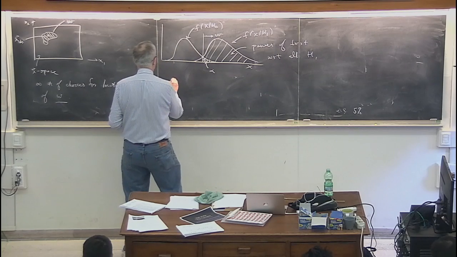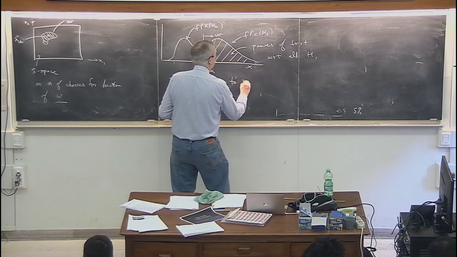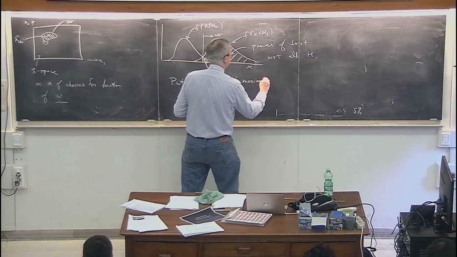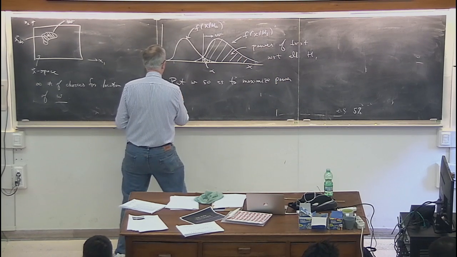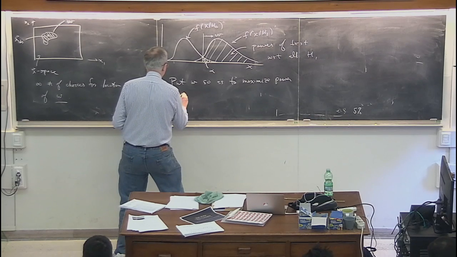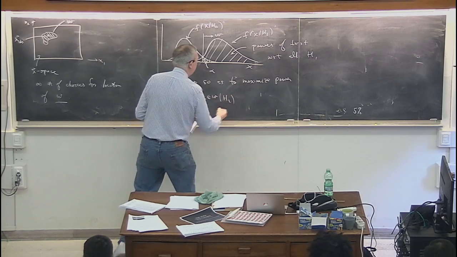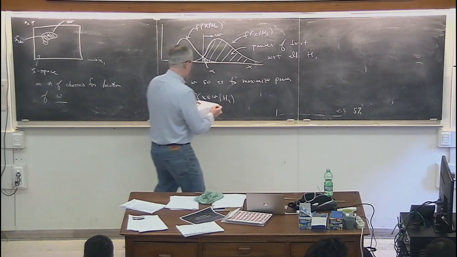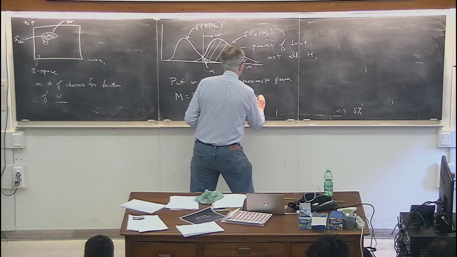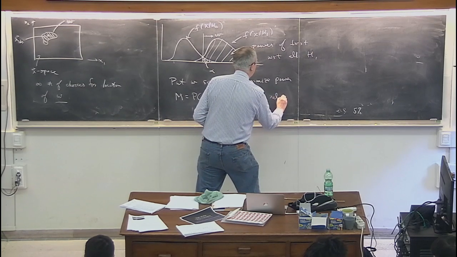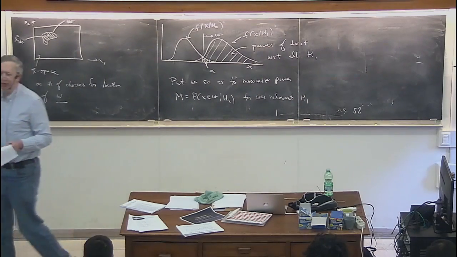But the basic idea, so I should write this, is to put W so as to maximize the power. I'll say that this is the power. I sometimes use the letter m for power, and this is the probability to find the data in the critical region under the assumption of the alternate. So as to maximize the power for some relevant alternative, or maybe some set of alternatives.